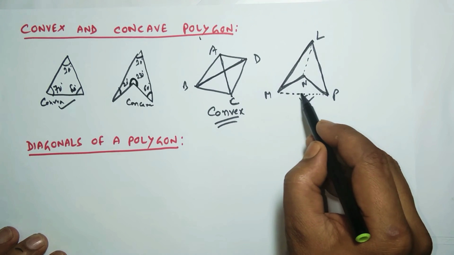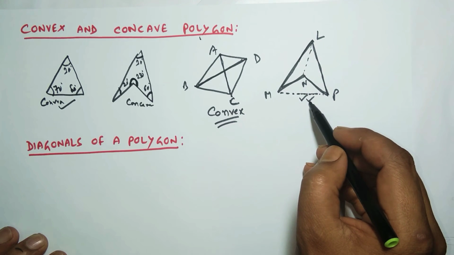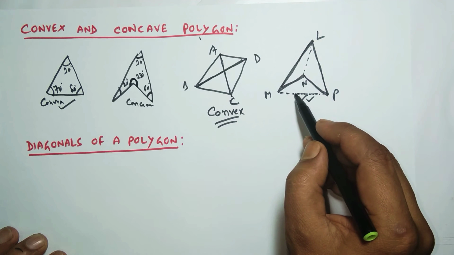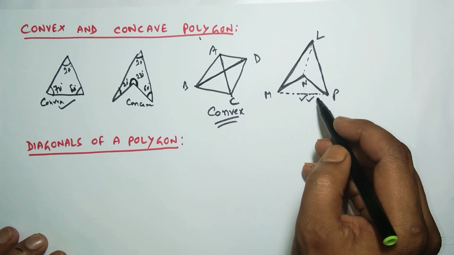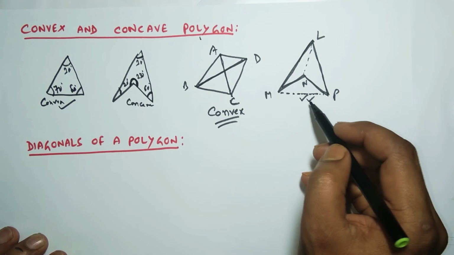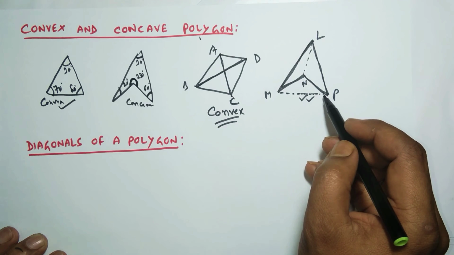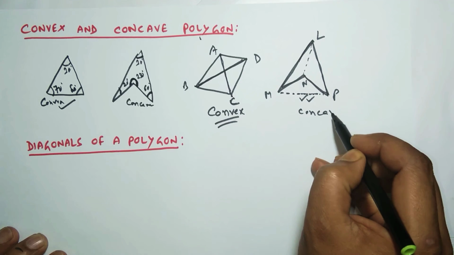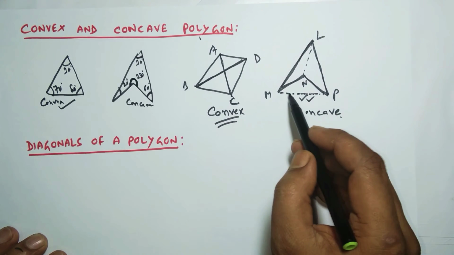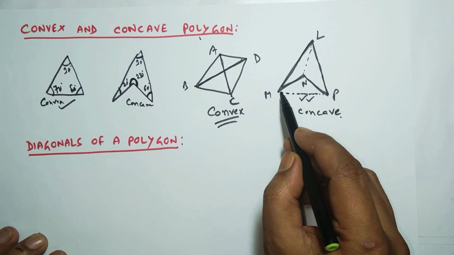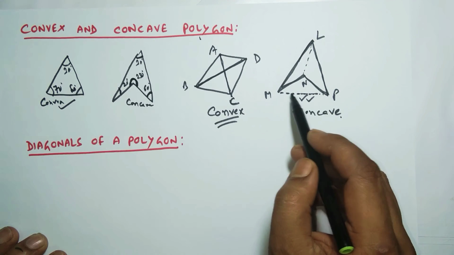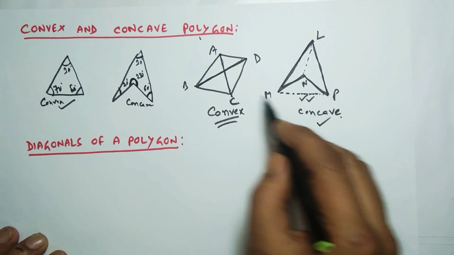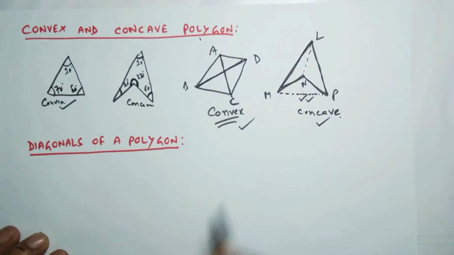This diagonal has gone outside, exterior. If any diagonal, or some part of a diagonal, goes outside, then that polygon is known as concave. So this is a concave polygon. You can even identify it like that. How? By drawing the diagonals. So if a diagonal goes outside, it is concave. If all diagonals are in the interior, it is convex.